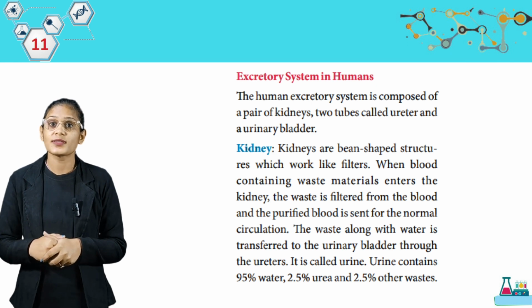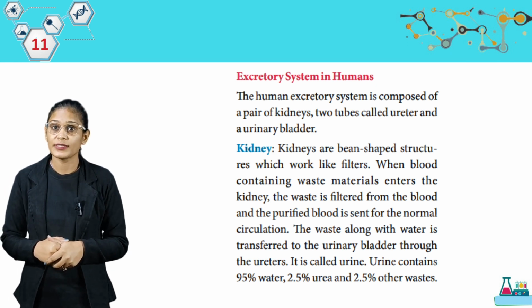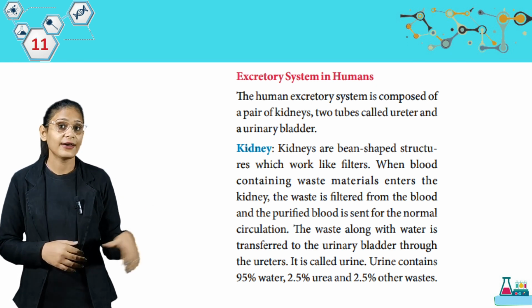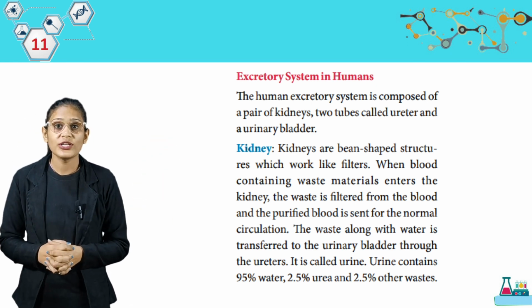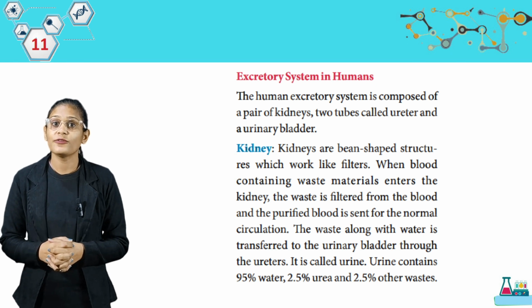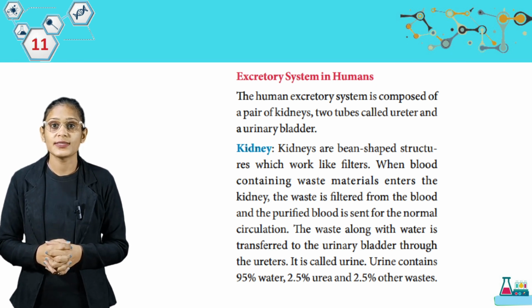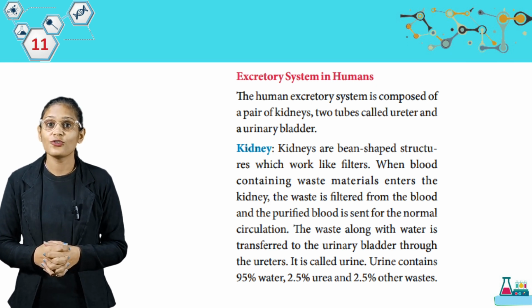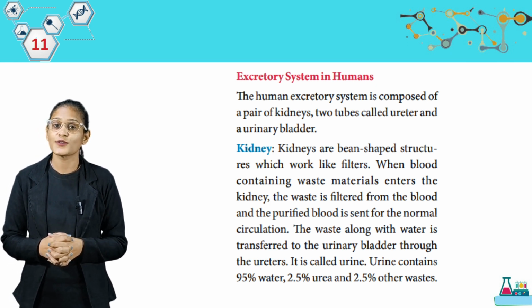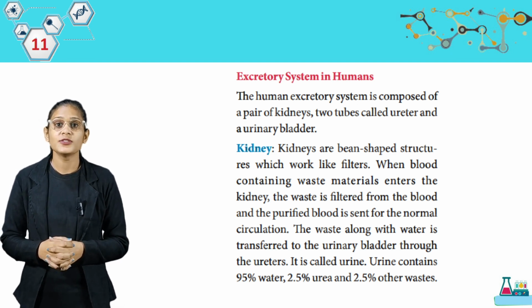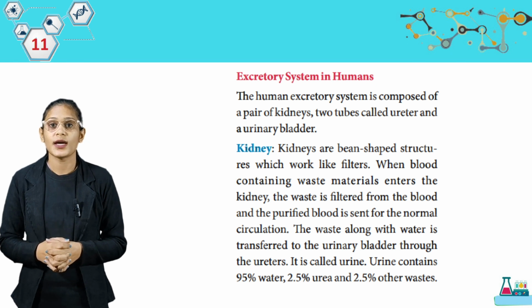The human excretory system is composed of a pair of kidneys, two tubes called ureters, and a urinary bladder. Here we have kidney. Kidneys are bean-shaped structures which work like filters. When blood containing waste materials enters the kidney, the waste is filtered from the blood and the purified blood is sent for the normal circulation. The waste along with water is transferred to the urinary bladder through the ureters. It is called urine. Urine contains 95% water, 2.5% urea and 2.5% other wastes.